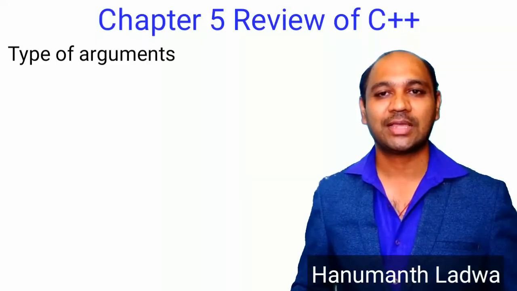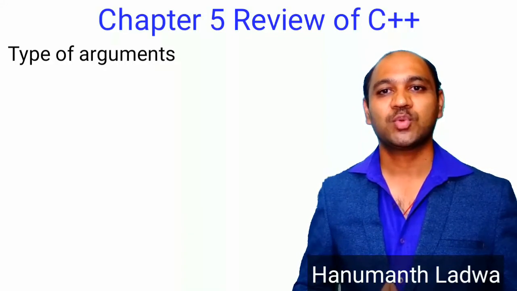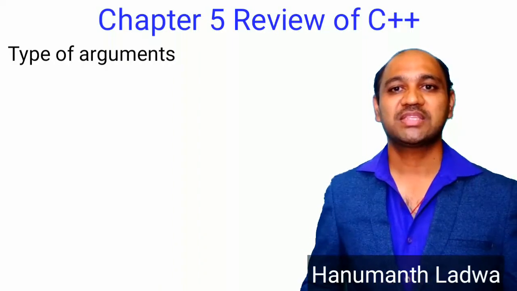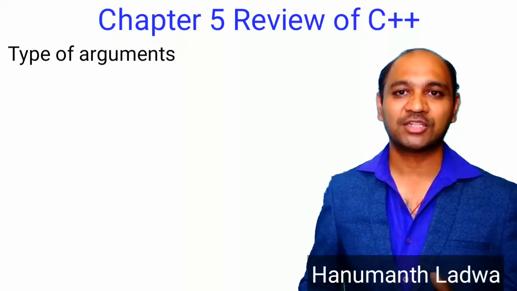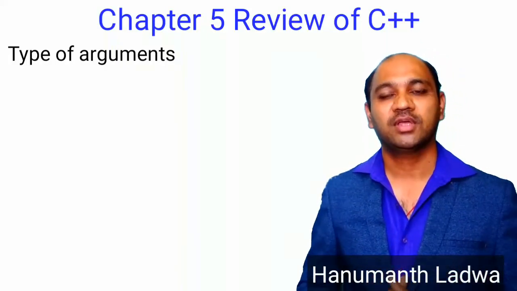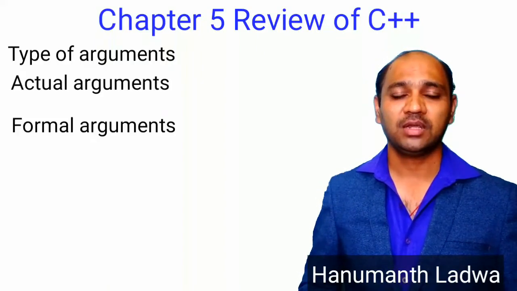Now let us continue with the types of arguments. So arguments are nothing but the variables which will be passed in a function declaration, which will receive the value from the user through keyboard, from calling function to called function. There are 2 different types of arguments. The first one is actual arguments and the second one is formal arguments.